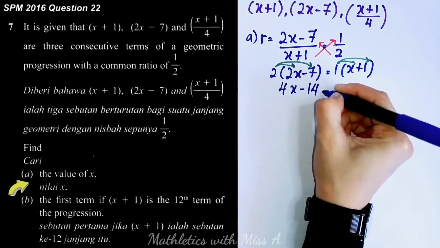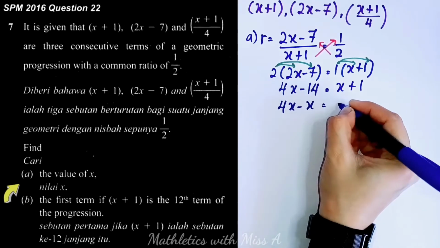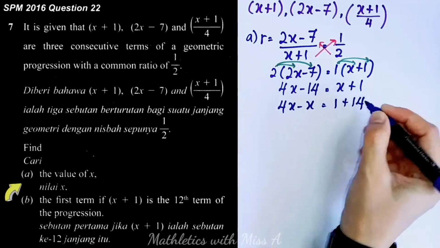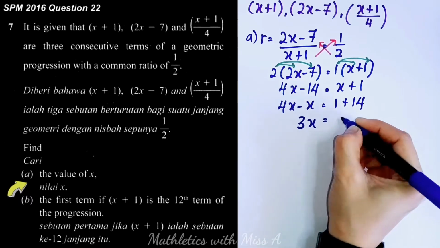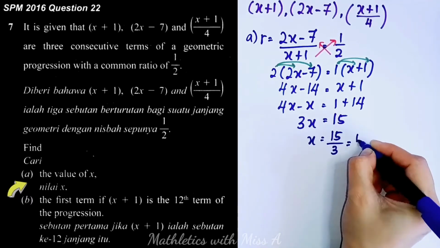So 4x minus 14 equals x plus 1. So rearrange. So 3x equals 15. So x equals 5.